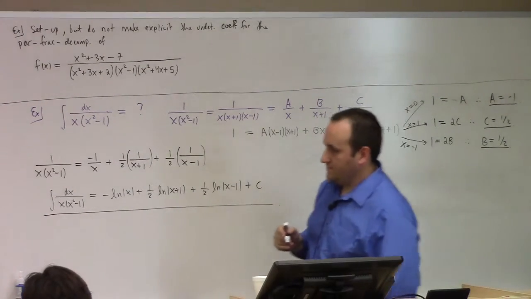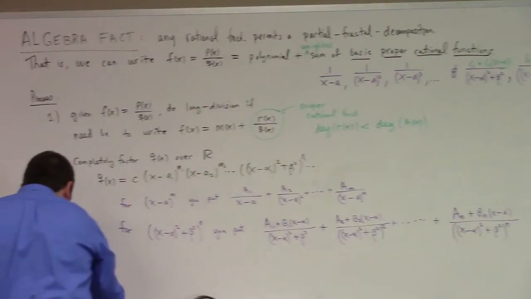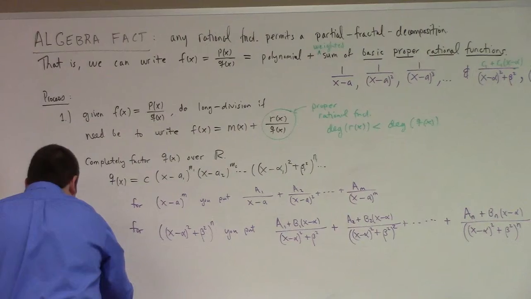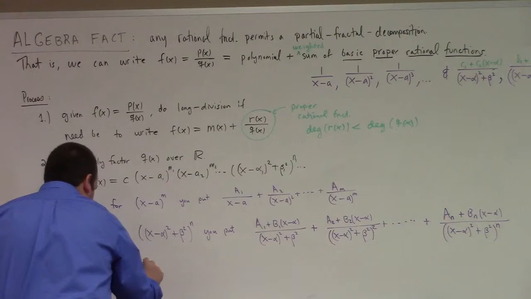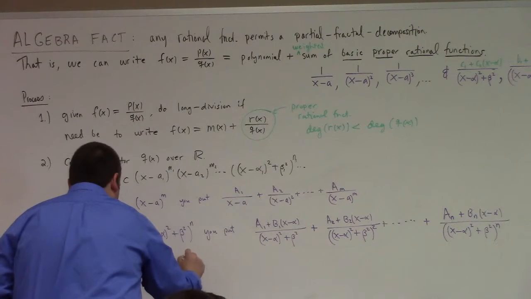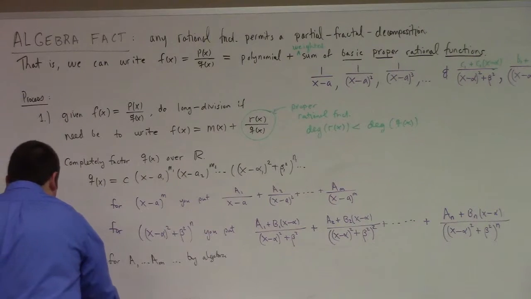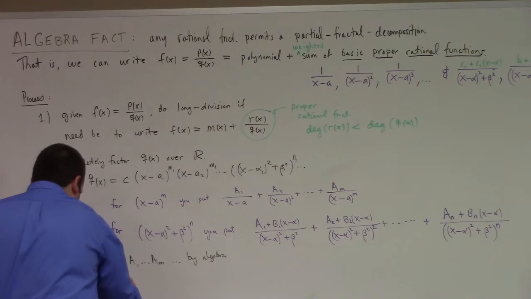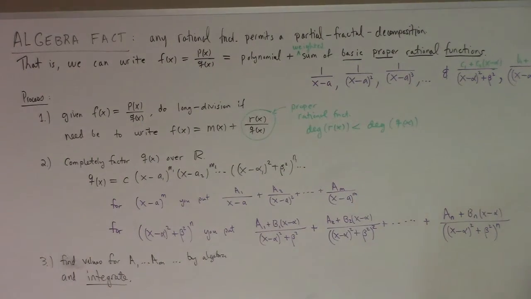All right, good news. Step 1, oh, by the way, I forgot step 3. Step 3, integrate. Step 3 is to find values for A1 through AM, and so forth, by algebra, and integrate. I mean, that's our ultimate goal, to integrate the rational function.